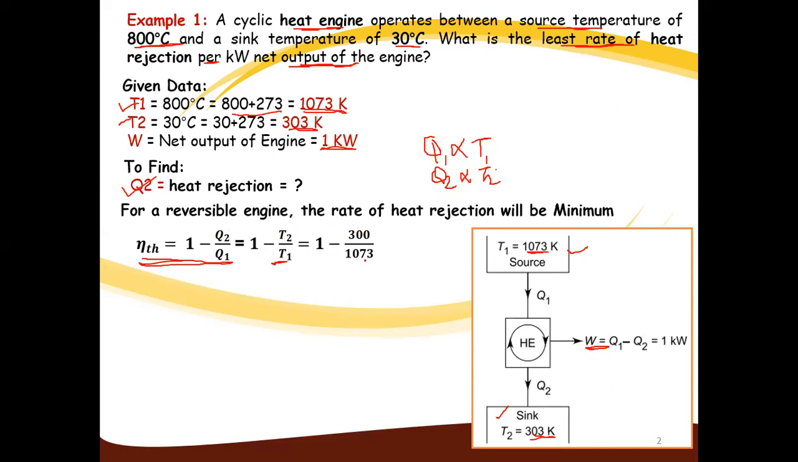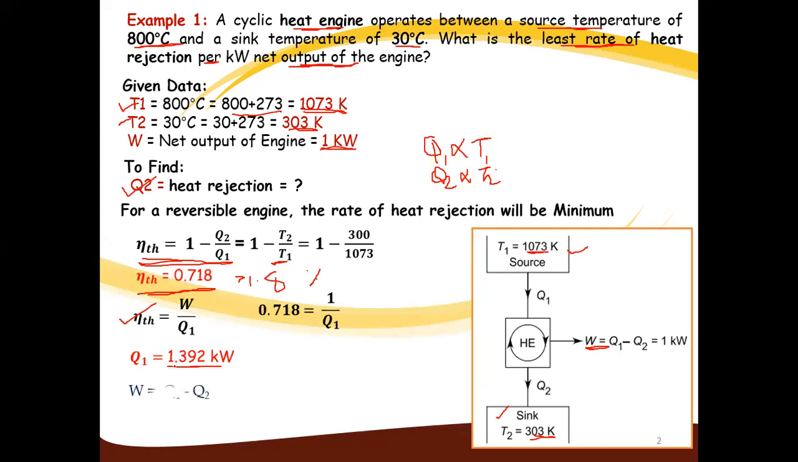So 1 minus 303 divided by 1073. We get the thermal efficiency of 0.718, that is 71.8%. Now you have to find out the heat rejection. We know that efficiency is equal to work output divided by Q1. So it is 0.718 equals 1 upon Q1. So we get the value of Q1 as 1.392 kilowatt.